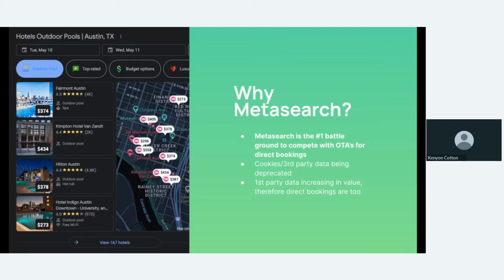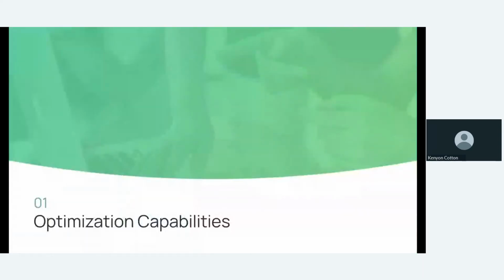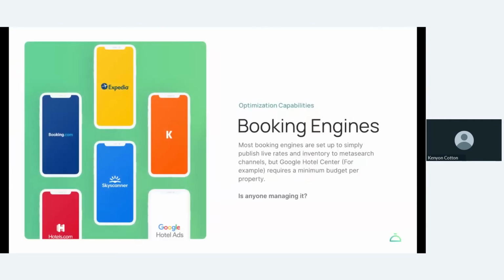So with that, I want to kick it off and get into the optimization section. I just want to talk about ensuring you have optimization capabilities at all. Most hoteliers participating in Metasearch have a direct connection with their booking engine. What that does is publish live rates and inventory to Metasearch channels. A lot of hoteliers think that's the extent of what you can do with Metasearch. Once you establish that technical connection and are publishing, you're done. You have a presence, and you're maintaining that presence. They feel like set it and forget it is what they're supposed to do. But that's not the case.